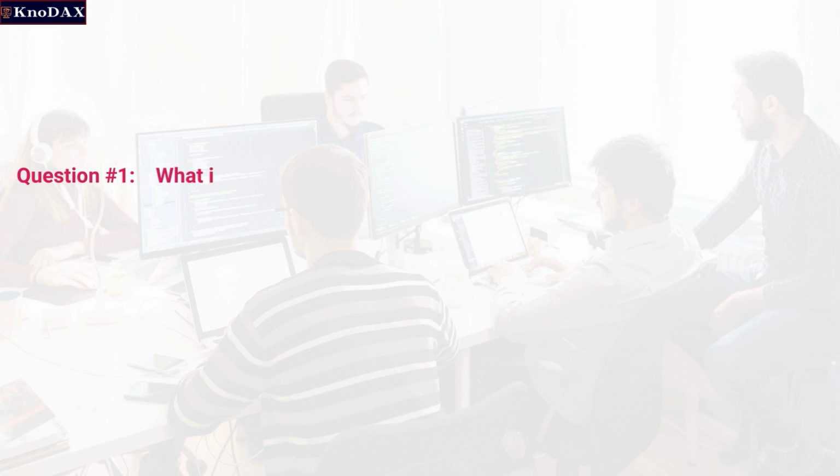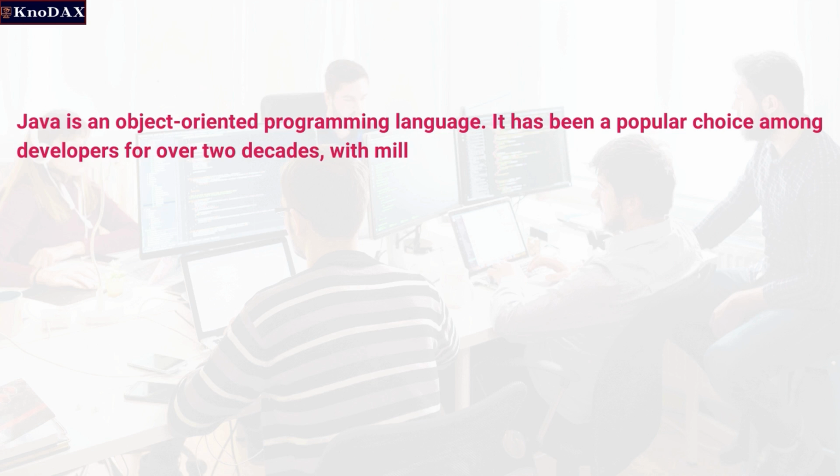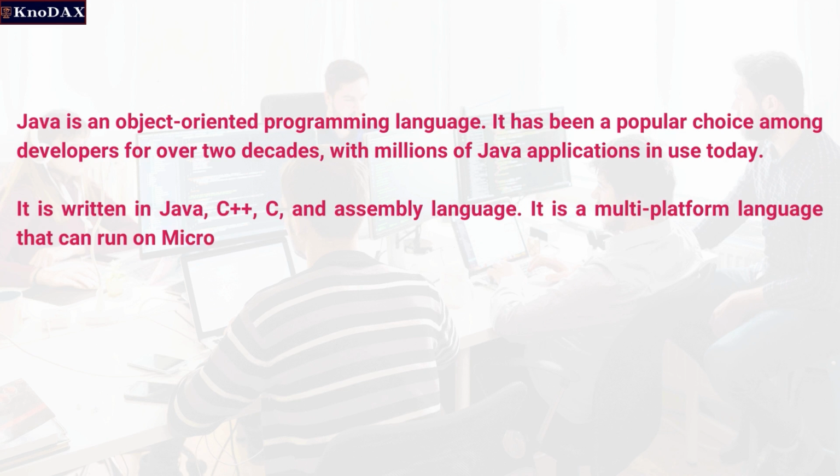What is Java? Java is an object-oriented programming language. It has been a popular choice among developers for over 2 decades, with millions of Java applications in use today. It is written in Java, C++, C, and assembly language. It is a multi-platform language that can run on Microsoft Windows, Linux, and Mac OS.